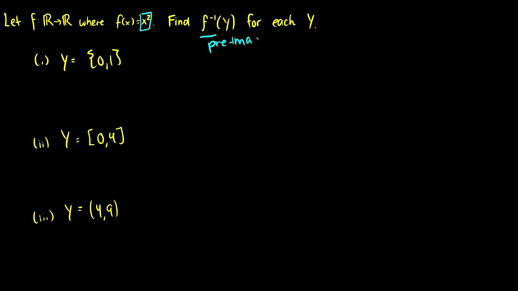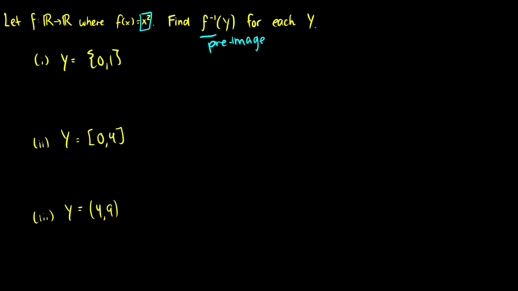So the pre-image is going to be a set or interval. It is not going to be an element on its own. It's going to be a set or interval. So I'm asking for the pre-image. I'm asking for everything that maps to the set y using the function f of x is equal to x squared.